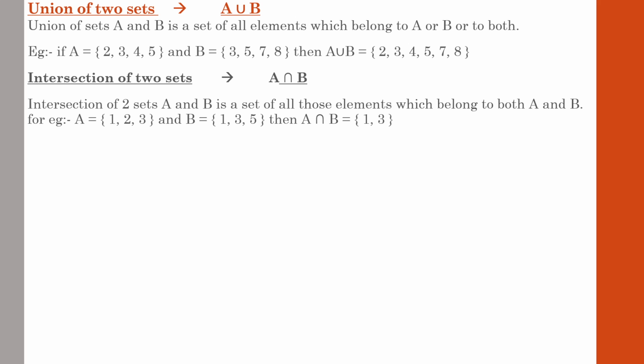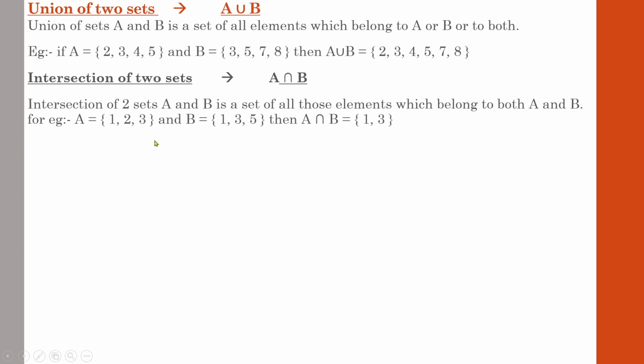A intersection B contains elements common to A and B. For example, here A is a set 1, 2, 3. B is another set 1, 3, 5. You are asked to write the intersection, that is A intersection B. In that case, you need to write only those numbers that are common in both sets. See, 1 is there in both sets, so we write 1.